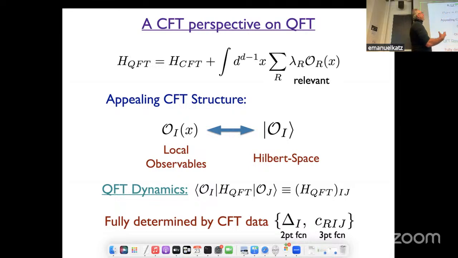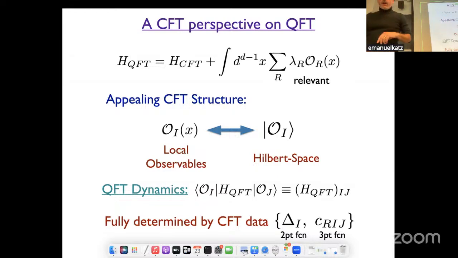So that's kind of 2-point function information. And then the 3-point function information, because of the symmetry of the CFT, is given by a finite set of constants, which are called the OPE coefficients. So in practice, if someone gives you this data, then the entire Hamiltonian is well defined.